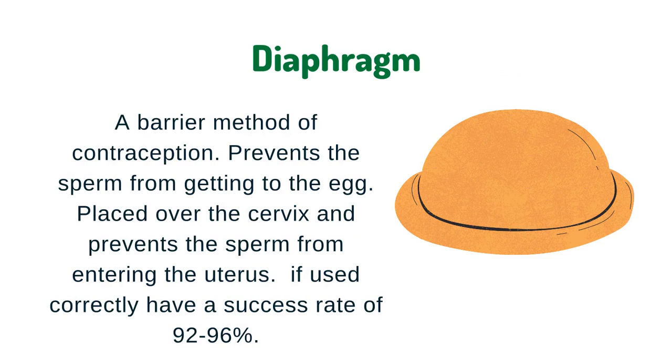The diaphragm is a barrier method of contraception. It prevents the sperm from getting to the egg. It is placed over the cervix and prevents the sperm from entering the uterus. If used correctly, it has a success rate of 92 to 96%.